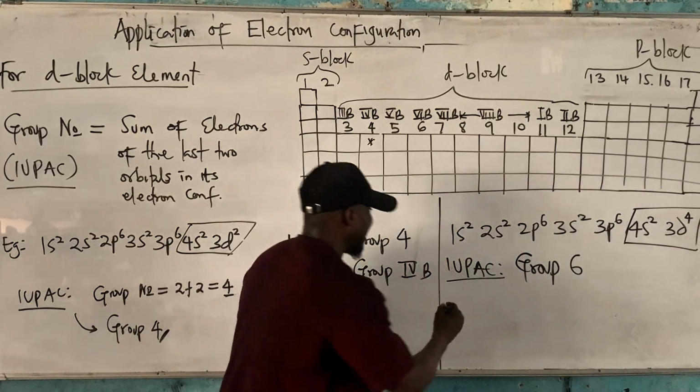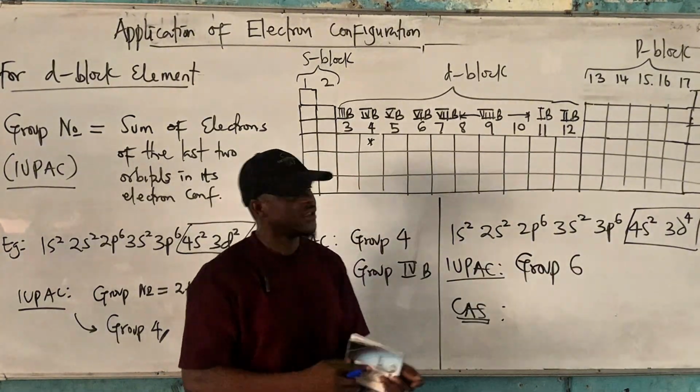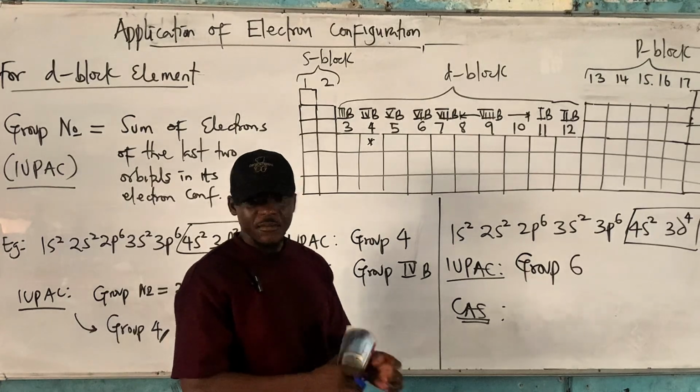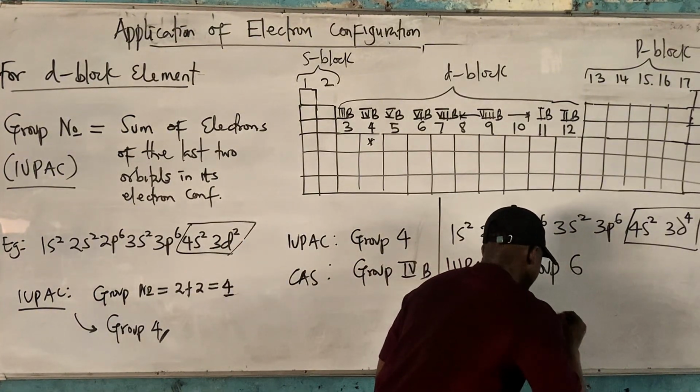Now, for me to get the CAS, I need to say, what is the equivalent of group 6 in B? 6B. Can you see that? Group 6 is the same thing as 6B, so that is the answer.